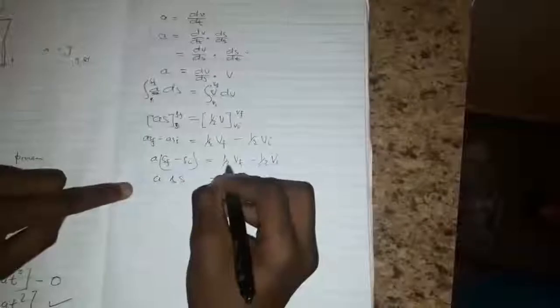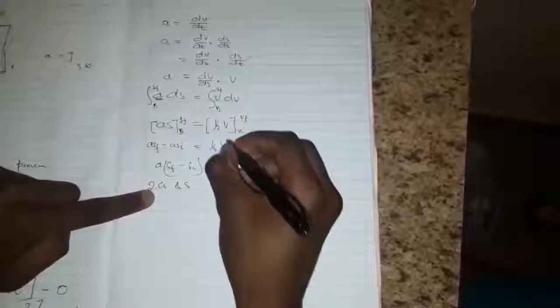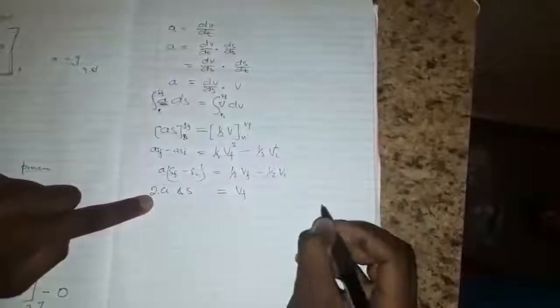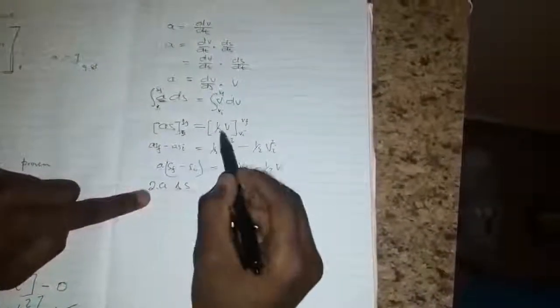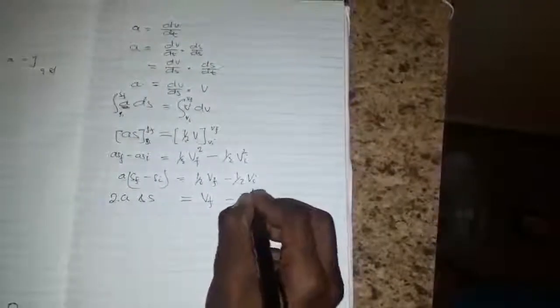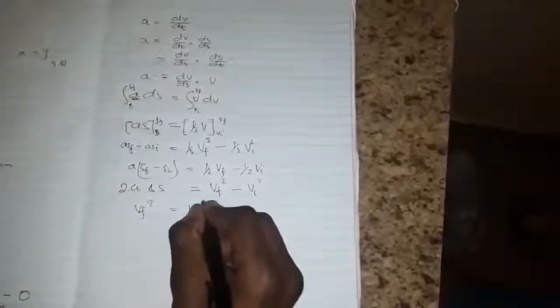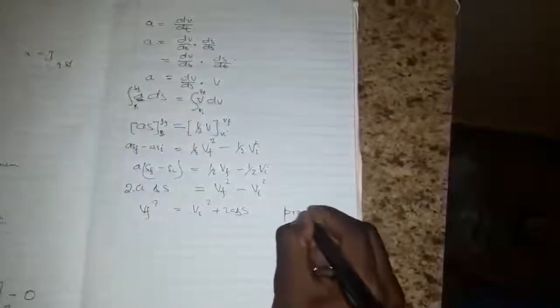You can multiply by 2 to get rid of this half. I forgot the squared here, and here as well, because when you integrate, you get half, then you raise by 2, final squared and initial squared. Then we know vf squared is equal to vi squared plus 2a change in distance. Then the third one is proven.